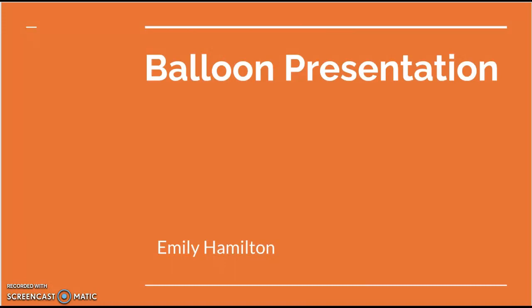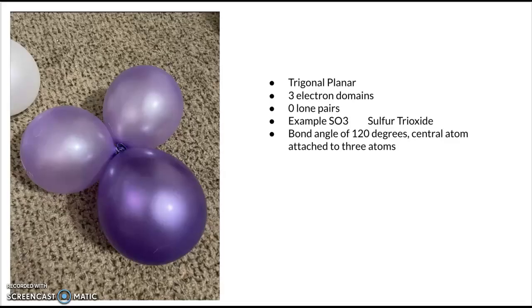Hello everyone, so today this is my presentation for the balloon valence electron pairs, specifically the geometry of them, the different pairs, and how they look basically in their shape. So I'm kind of going a little bit out of order, but I am going to start with trigonal planar. I'm sorry if I pronounce it kind of weird, that's just how I pronounce it for some reason.